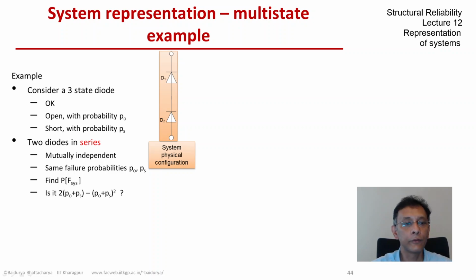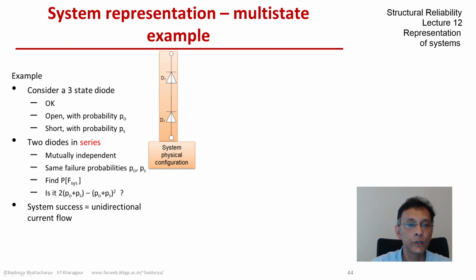Please remember what we had before. It's 2p minus p squared in the case of the two resistors. So here in the three-state system, is it still twice p of failure? It would seem so, because open is a failure state and short is a failure state. So is it going to be the same? Twice of (PO plus PS) minus (PO plus PS) squared? Let's work through the system, but here we need to make sure that we factor in what the system success is.